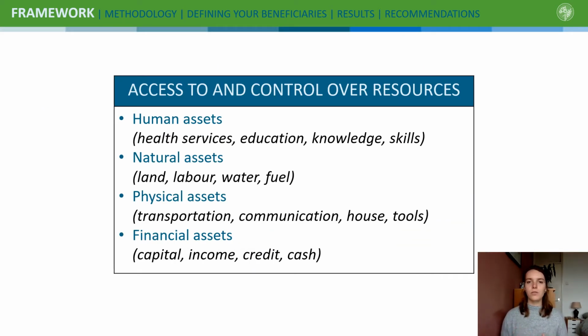With access to and control over resources, I refer to human assets, natural assets, physical assets, and financial assets. More specifically, it includes, for instance, education, knowledge, but also access to land, access to water, access to transportation. For instance, how does a farmer get to the market and what are the means that he or she can use, but also finances. In this case, we talk about credit, we talk about cash, but we also talk about the division of finances.